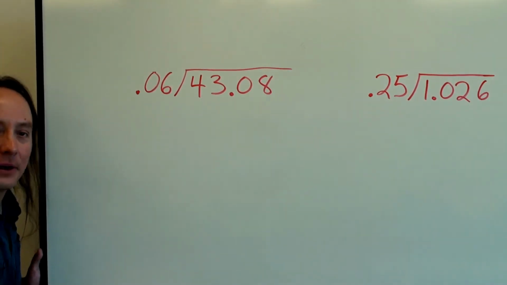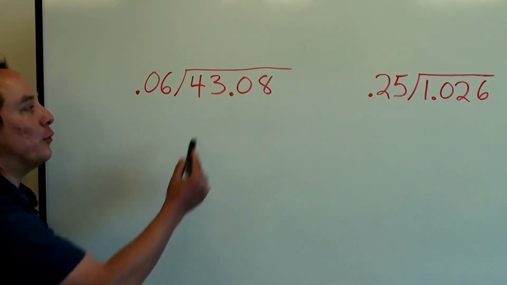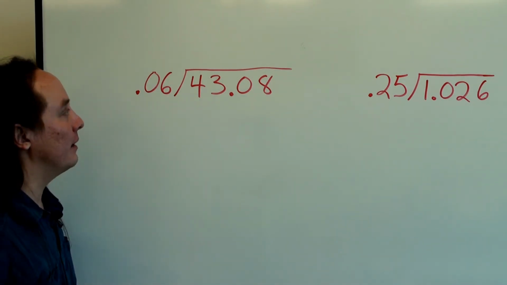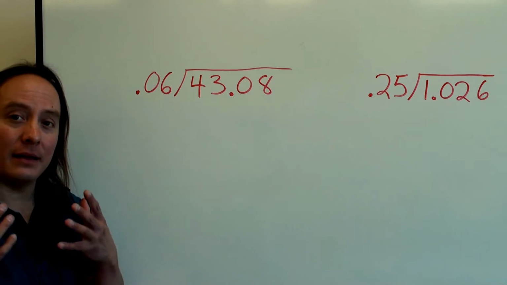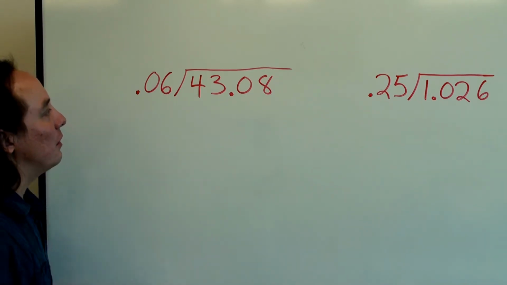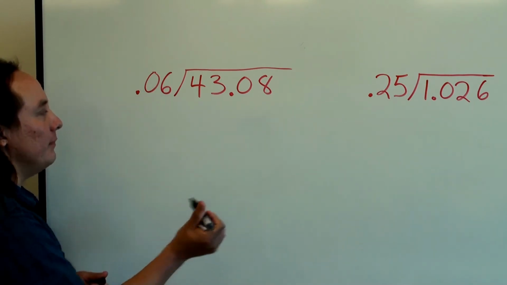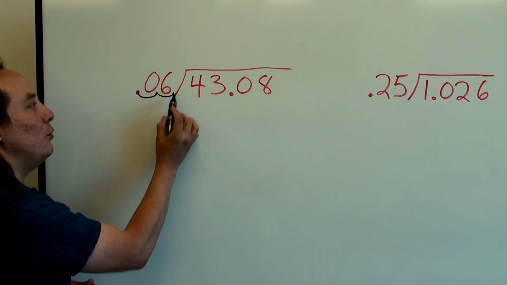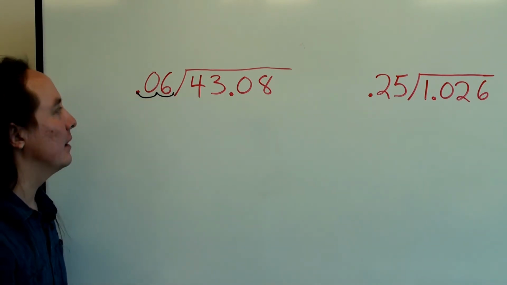All right, so here we go. I'll go ahead and start with this one. 43.08 divided by 0.06, okay? So, again, obviously I made these ones where we have to move decimal points on purpose. So we can't have a decimal, we have to make it a whole number. So I have to move the decimal 2 spaces to the right.